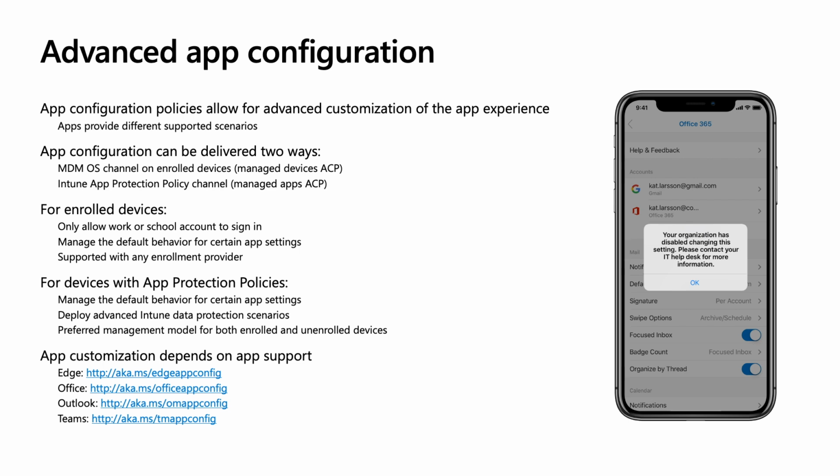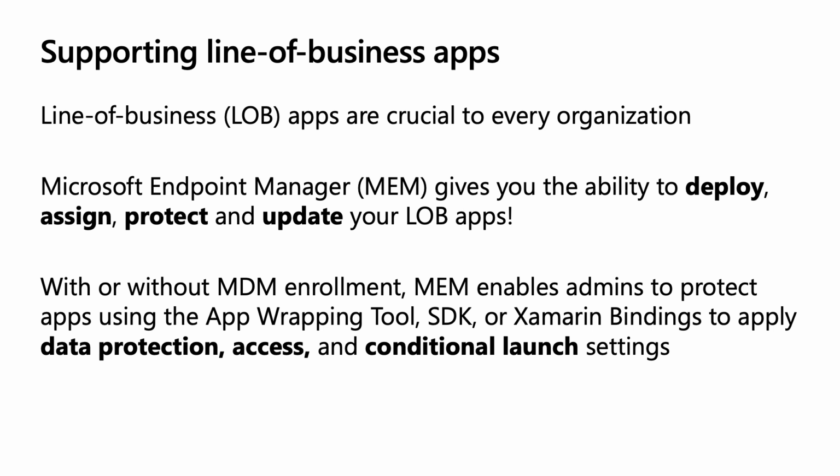Next, we can go into how to support line of business applications. Supporting line of business applications is crucial to every organization. Microsoft Endpoint Manager gives us the ability to deploy, assign, protect, as well as update your LOB applications. With or without MDM enrollment, Microsoft Endpoint Manager enables admins to protect applications using either the app wrapping tool, the SDK, or Xamarin bindings in order to apply data protection, access, as well as conditional launch settings to your applications so that your end users' flows are protected.